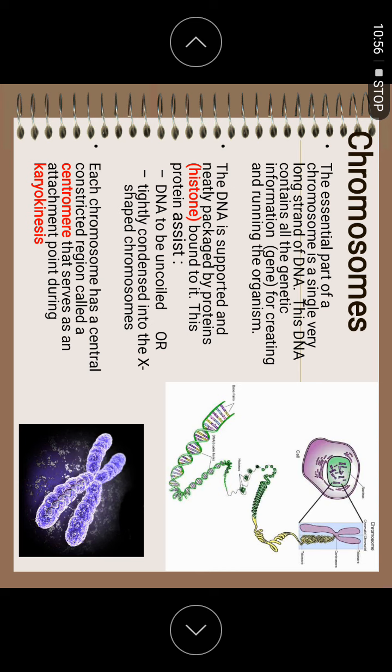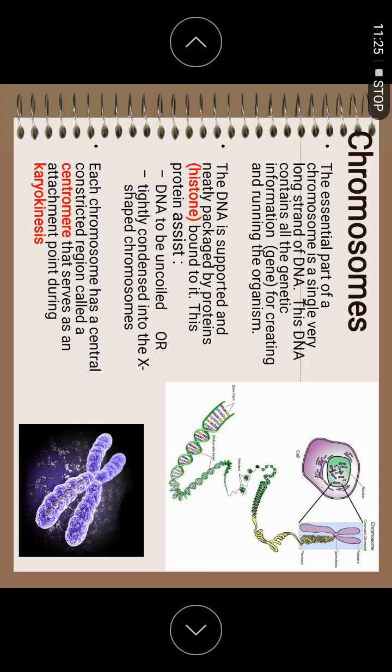Okay, so the DNA contains all the genetics, and it creates the organism. So this is the chromosome that we mentioned just now. The protein, the histone that is found inside, besides making it into a coil form like that, when we need the information, the histone is the one that will function to uncoil the DNA at the specific parts.